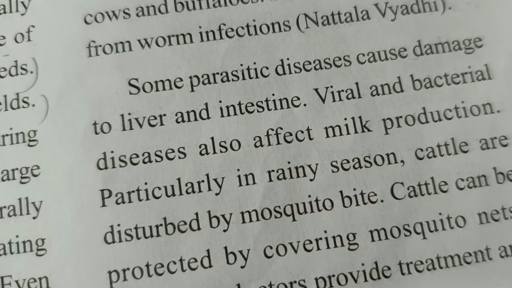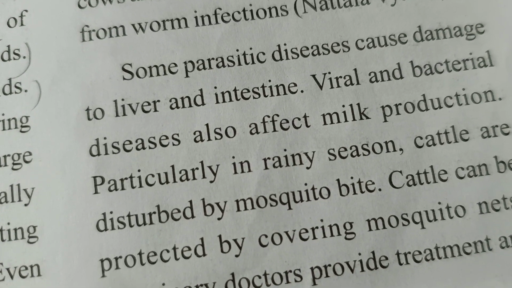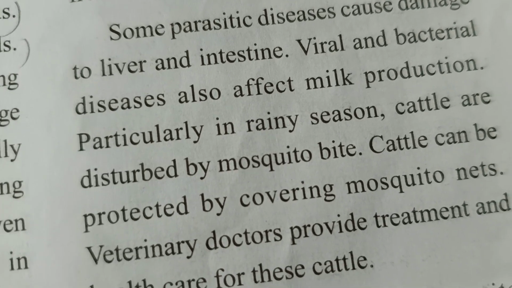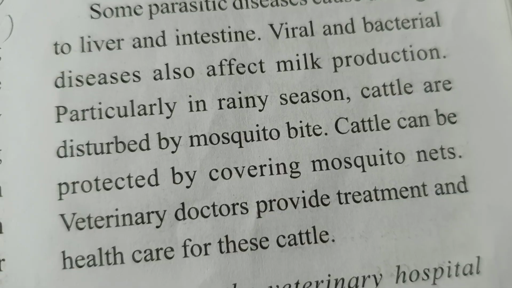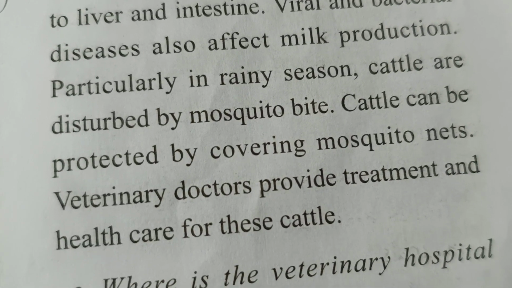Some parasitic diseases cause damage to liver and intestines. Viral and bacterial diseases also affect milk production, particularly in rainy season. Cattle are disturbed by mosquito bites. Cattle can be protected by covering mosquito nets.